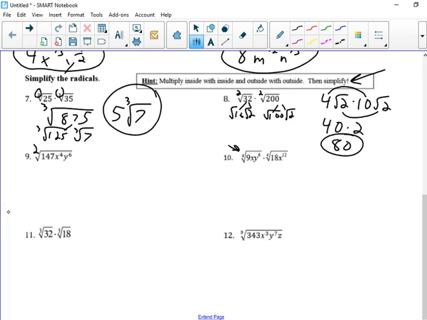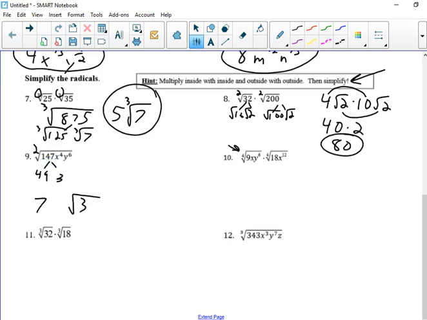All right, 147. Actually, this one you may not know. You just look on your paper. Remember, start high, like 100, and see what goes in 147. Obviously, 100 doesn't. Then 81, that doesn't work. 64 doesn't work. But 49 does. And it's 3 times. So this is going to end up being 7 square root of 3.